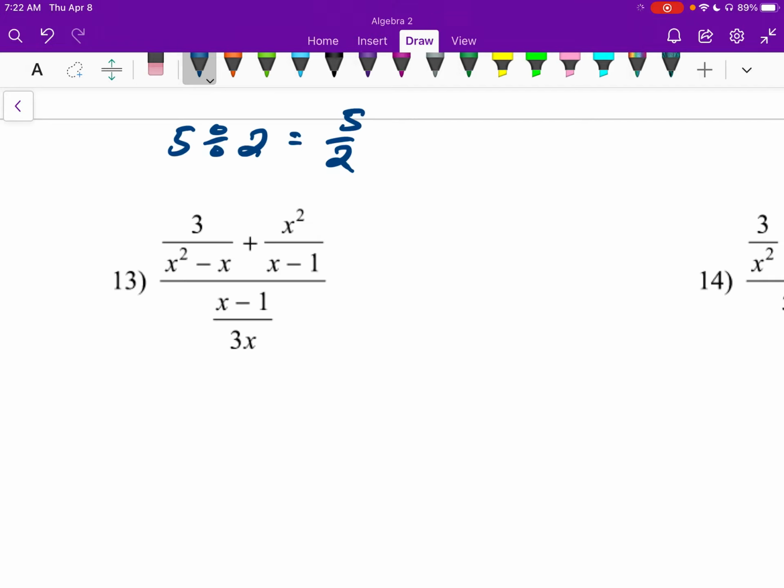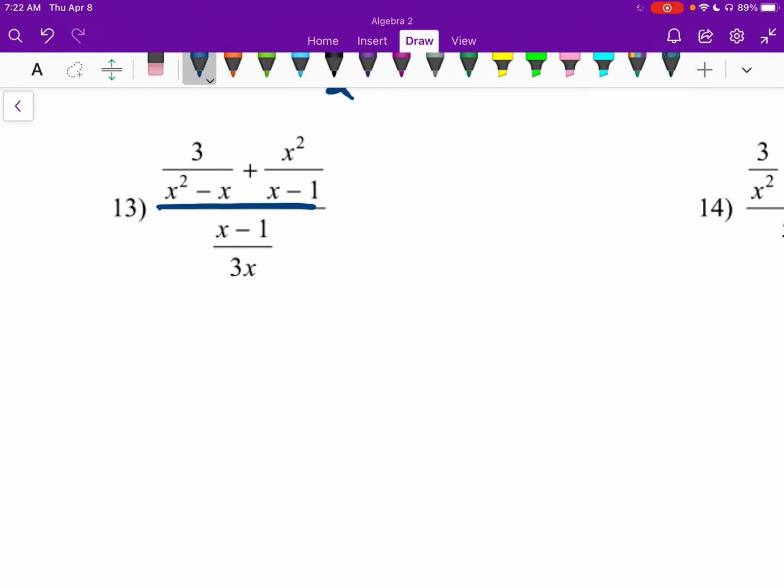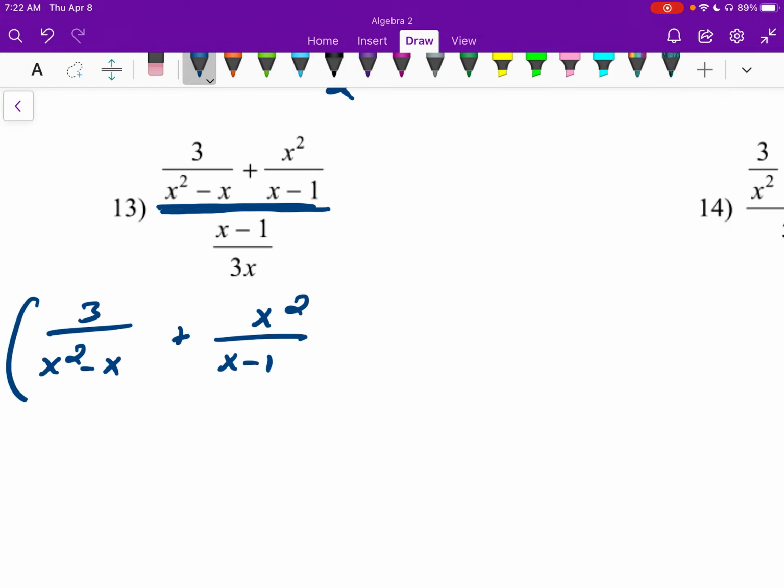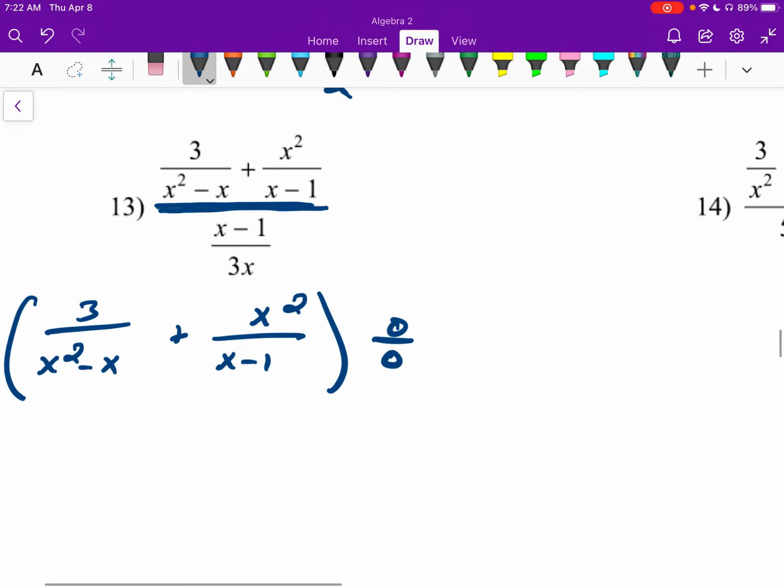We're going to go backwards. We're going to say something like, well, here's a fraction bar. Let's rewrite that as division. So rewriting that, I would have 3 over x squared minus x plus x squared over x minus 1. Now, the division bar goes over all of them, so I need to add parentheses, right, to signify that it goes to both of them. And then I use my division sign, and then I have x minus 1 over 3x.